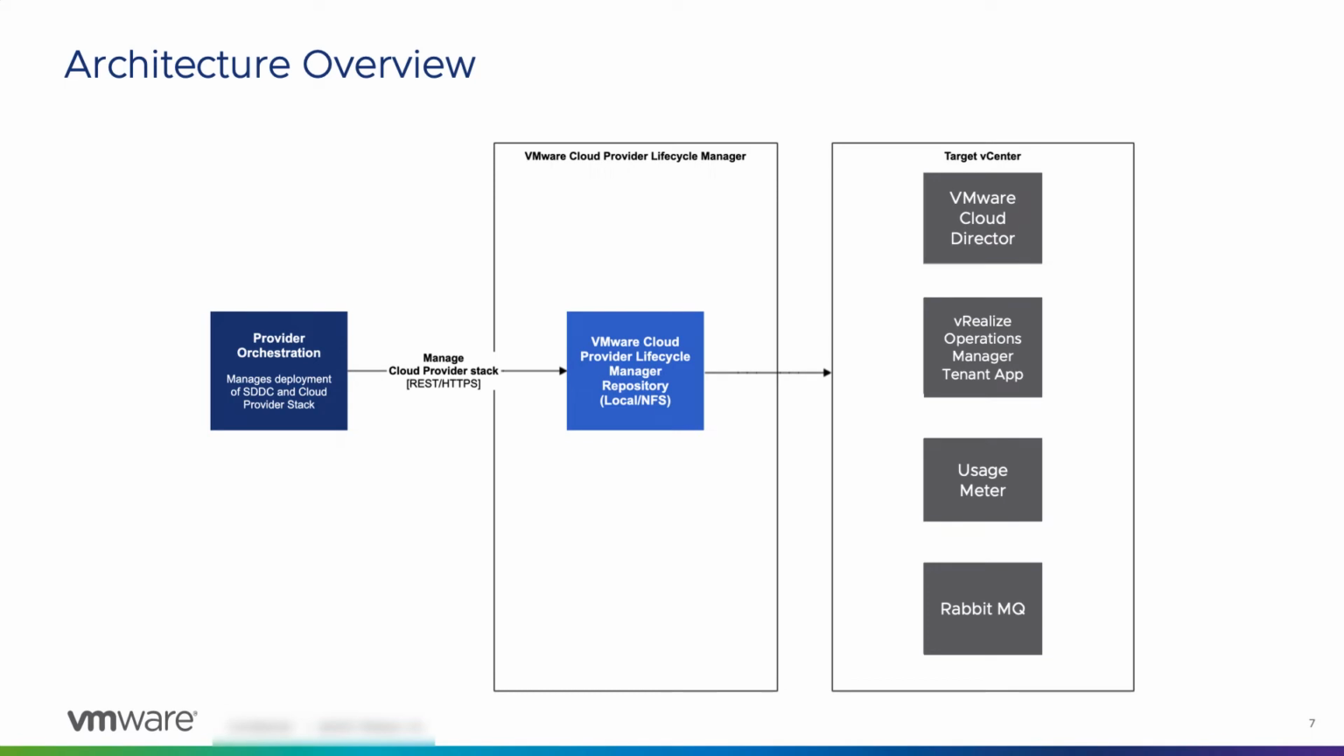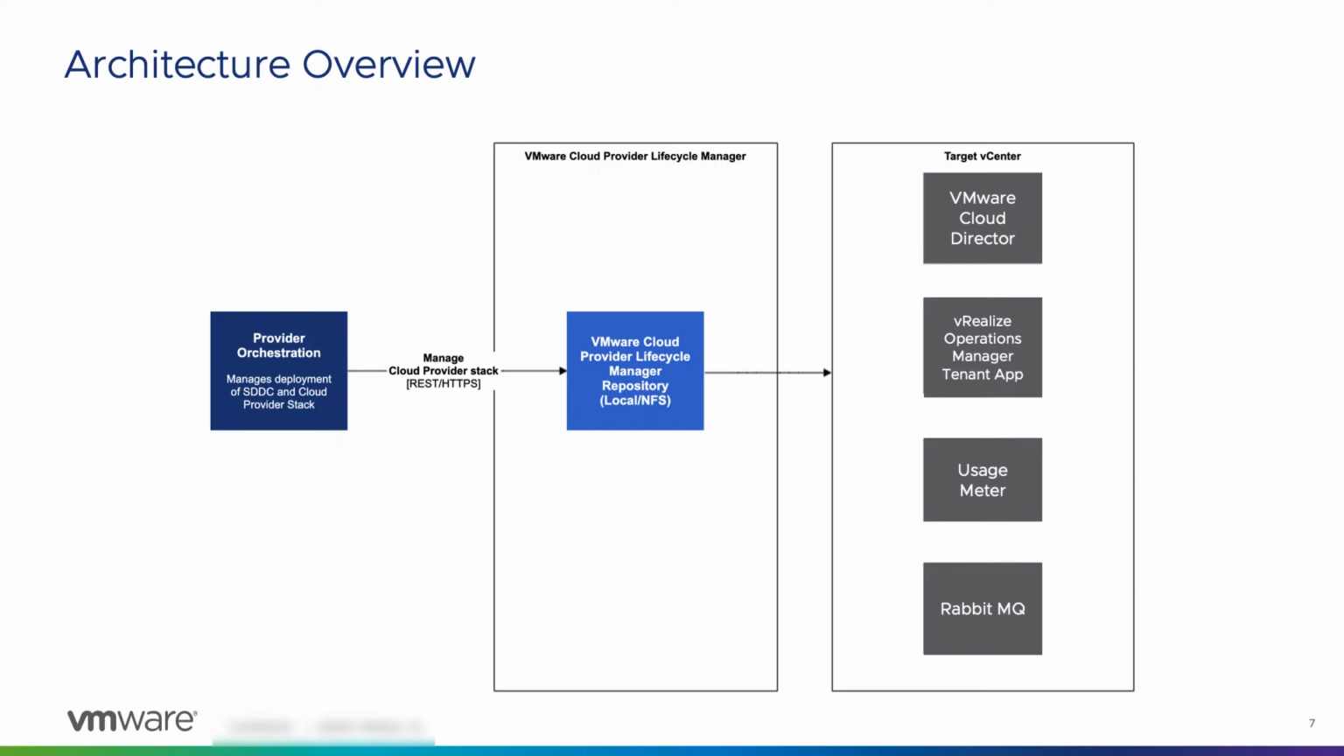Let's talk about the high-level architecture now. On the left-hand side, we have got the provider orchestration, and in the middle, we have got VMware Cloud Provider Lifecycle Manager with its repository, either local or NFS. And finally, on the right-hand side, we have got the target vCenter, which has got all the products which can be deployed or managed using this tool.